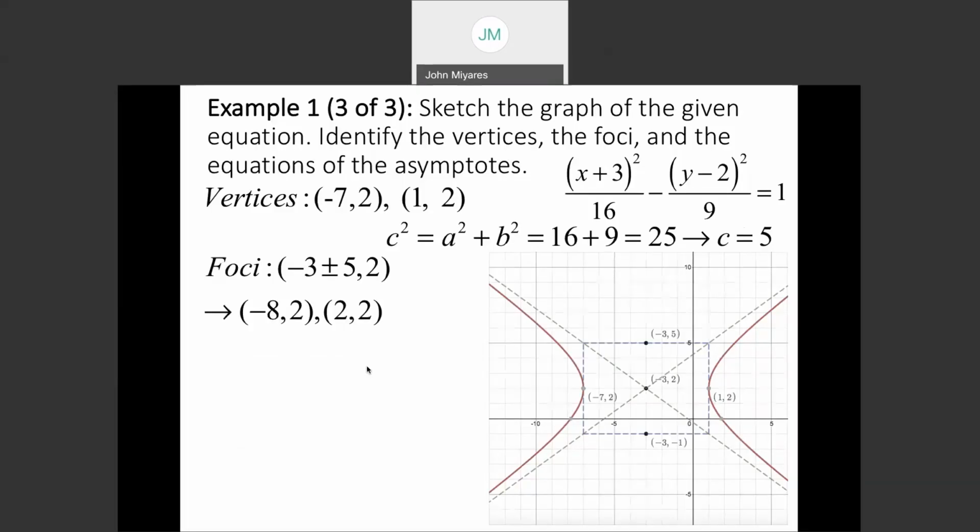Just like with ellipses, the focal points will be c units from the center of the hyperbola. And since it opens left-right, we're going to add and subtract 5 units from the x-coordinate of our center to locate the foci. Here, we can see that they will be at the points -8, 2 and 2, 2, which I can graph here.